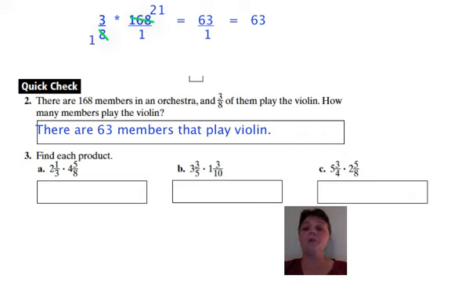Pause the video if you need more time to copy down the notes. Don't forget, you have to have a question written down, so be sure to write one down so we can talk about it in class tomorrow.